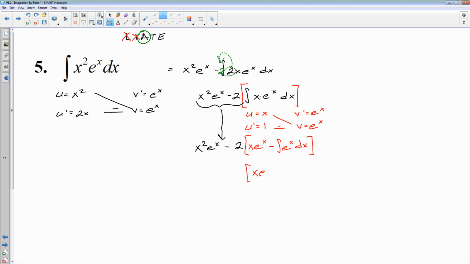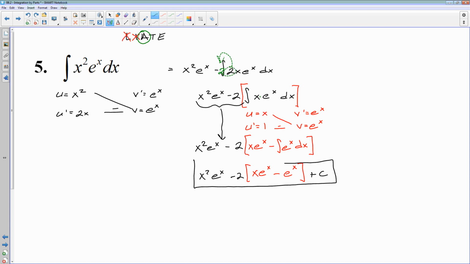x e to the x doesn't really do anything. Minus the antiderivative of e to the x is e to the x. And then the other stuff down front is going to keep coming along for the ride. x squared e to the x minus 2 times all that stuff plus c. And there we finally have our answer.